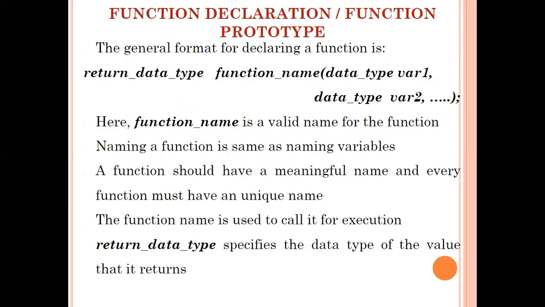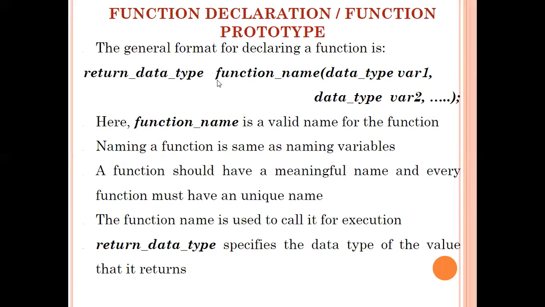Okay. Next one, function declaration or function prototype. Here, it is the general format or syntax of function declaration. The first one is return data type. As I said before, if the particular function is going to return any value to the calling function, then we have to specify the return data type. If not, we can just specify this data type as void.